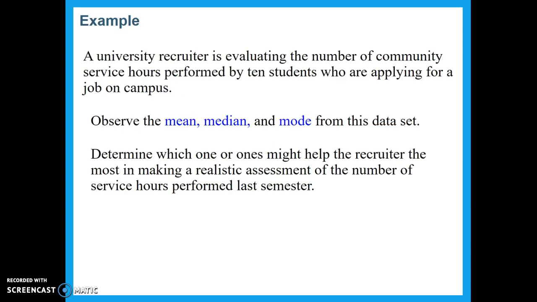A university recruiter is evaluating the number of community service hours performed by 10 students who are applying for a job on campus. We want to find the mean, median, and mode from this data set, and then determine which one or ones might help the recruiter the most in making a realistic assessment of the number of service hours performed last semester. This is a great example because you can find the mean, median, and mode, but how do you know which one is more helpful in your given situation?